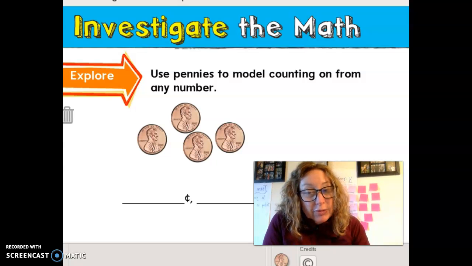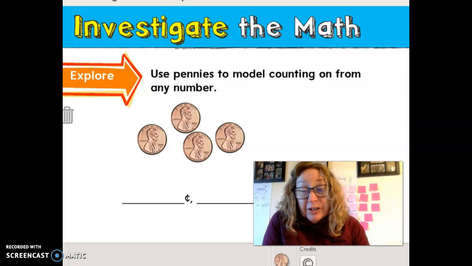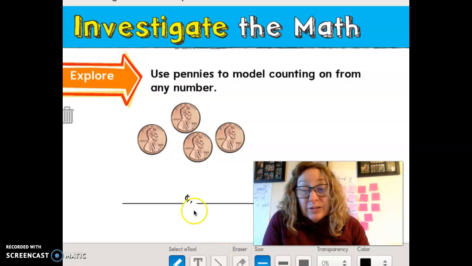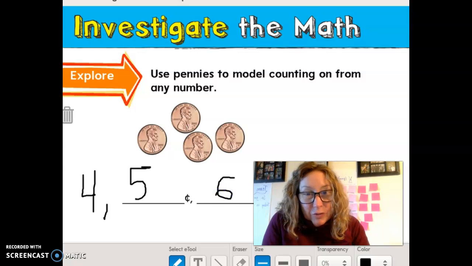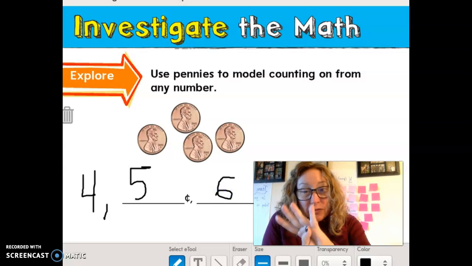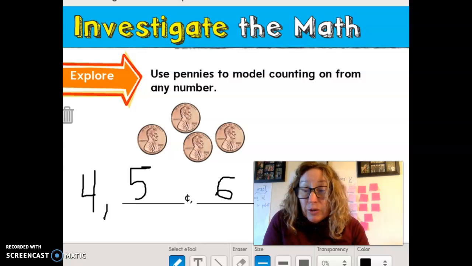Let's add 2. So if we have 4, and then we want to count on, we have 4, and we're going to add 2. What comes after 4? We need to add 2 more. 4, 5, 6. Okay, so 4 plus 2 is 6. If we had 4, we counted on and added 2 more.